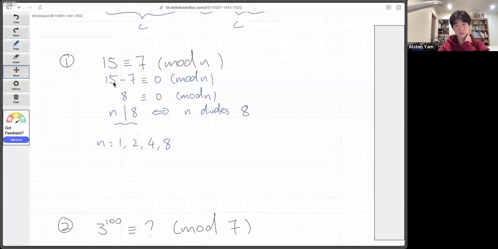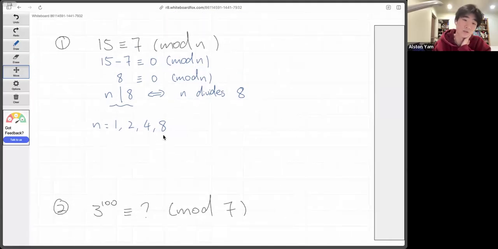For 4, we see that the right-hand side 7 is congruent to 3 mod 4 because it leaves a remainder of 3. And 15 here also leaves a remainder of 3 because 15 is 12 plus 3, and 12 is divisible by 4. So under mod 4, both sides will be congruent to 3 mod 4. That will also work. And finally, for 8, we know that 7 is already less than 8, so we don't really have to do anything about it. And 15, when we divide it by 8, will leave a remainder of 7. So both sides will be 7 mod 8, and that will also work, which is pretty cool.